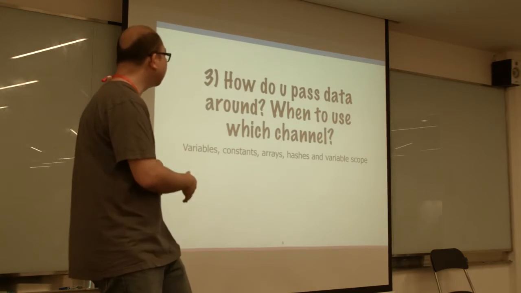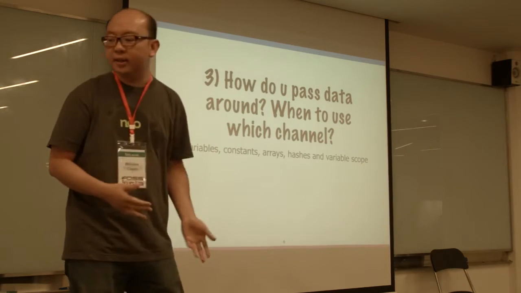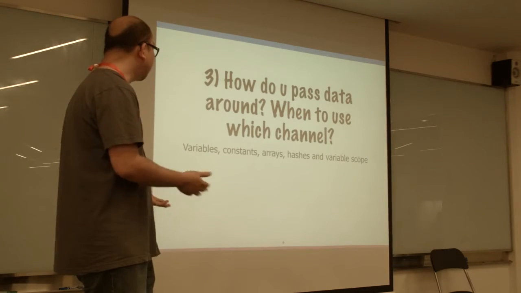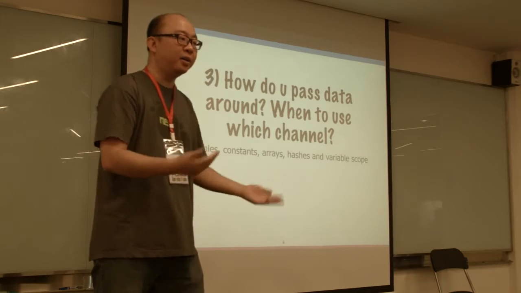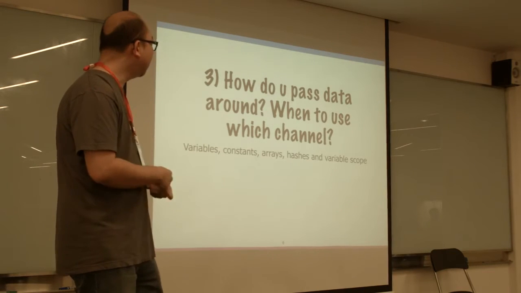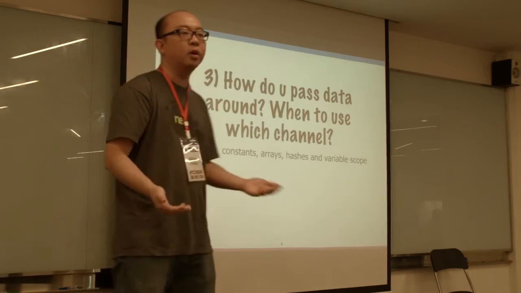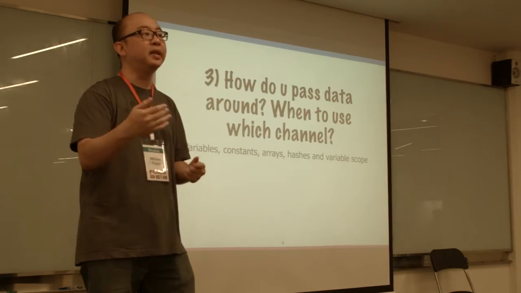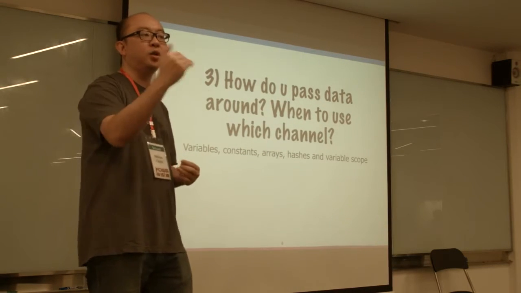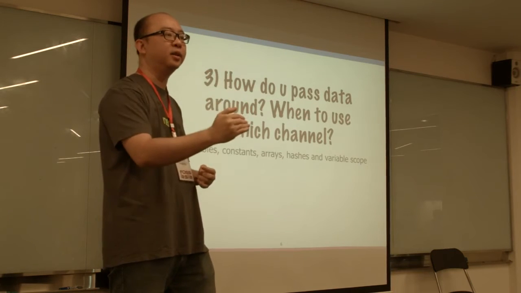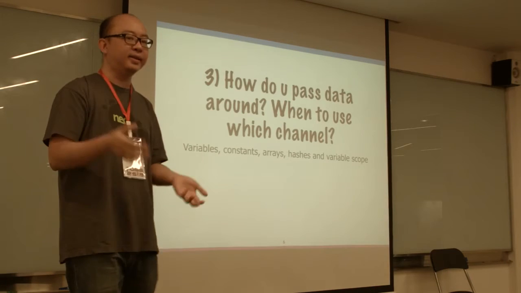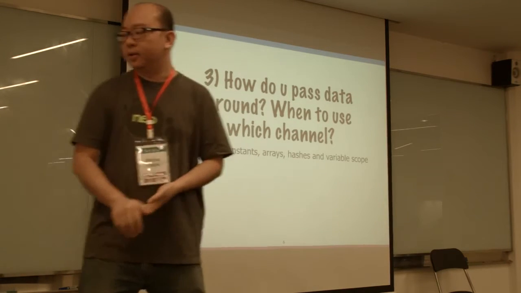It's like variables. When do you use variables, when do you use constants? Constants are usually immutable, unchangeable. Variables are mutable, can be changed. Arrays, hashes, and variable scopes. Variable scopes being the visibility scope. Can I actually use that variable in this function or in this file? Has it been declared or instantiated? Stuff like that. So how do you pass stuff around?